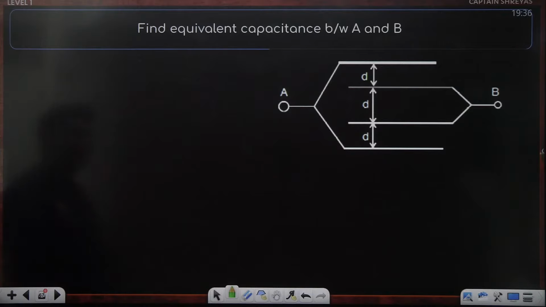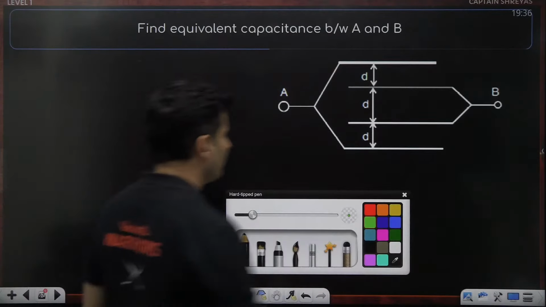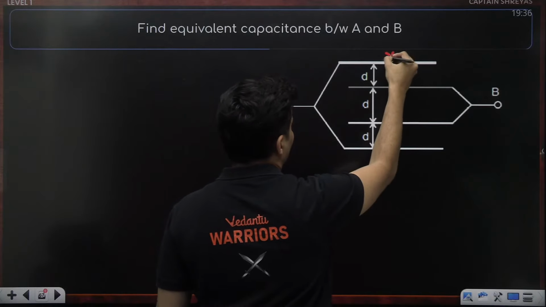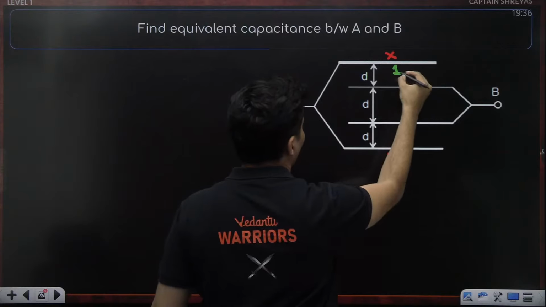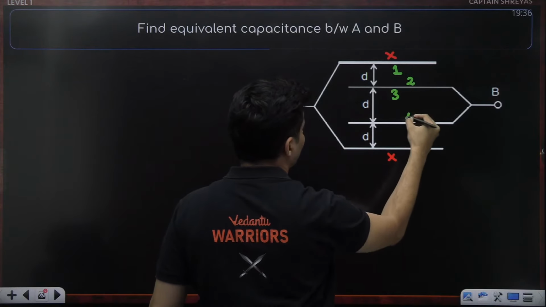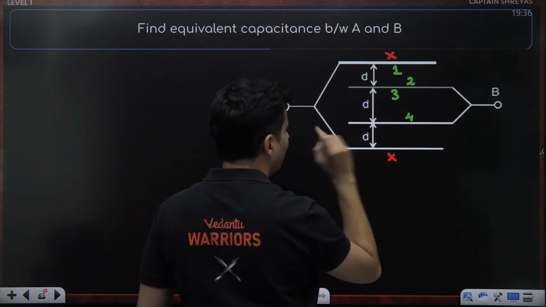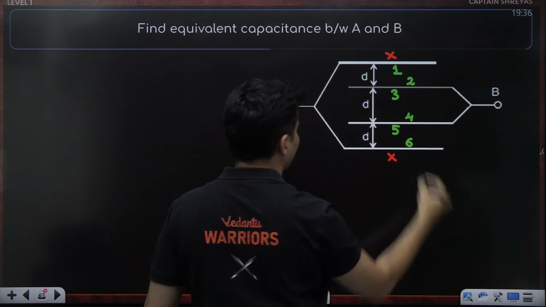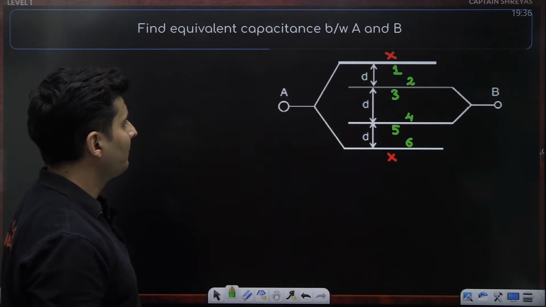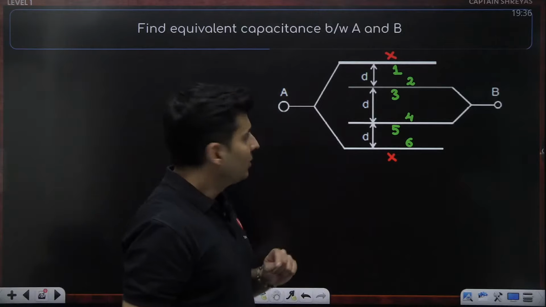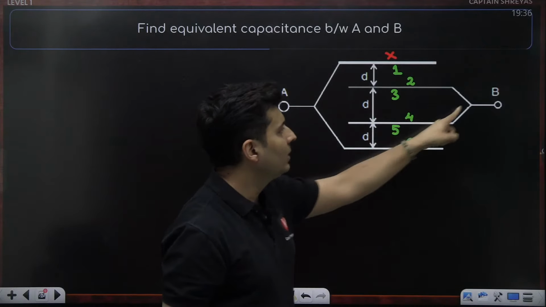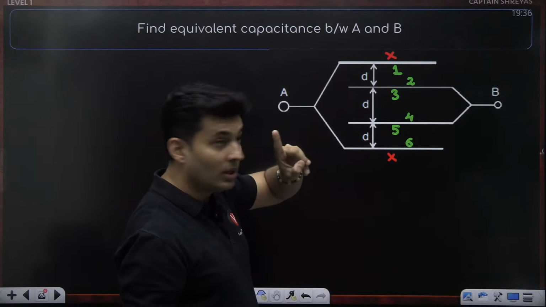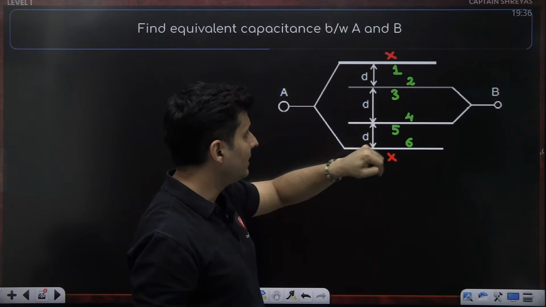How about this particular question? Find the equivalent capacitance between A and B. Again, there are some useless things. Surfaces like this one and this one are completely useless. Useful ones: 1, 2, 3, 4, K, 5 and 6. Let's see what happens now. Guys, there is one thing though. Between 3 and 4, do you notice both of them are connected to point B exactly?